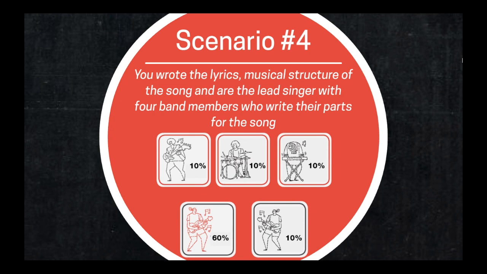You and your band decided that you would receive 50% of the ownership for writing the lyrics, plus an equal split of the rights to the music with the other band members. Therefore, you are getting 60% total ownership of the publishing rights, while the guitarist, bassist, keyboardist, and drummer each get 10%, totaling the full 100%.